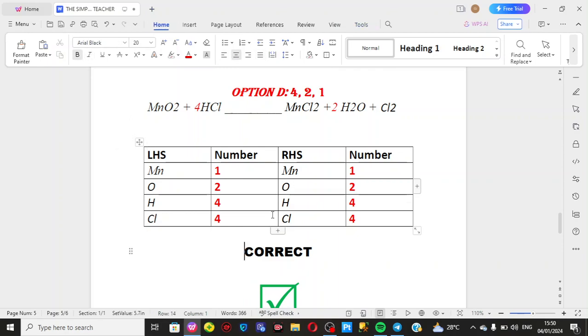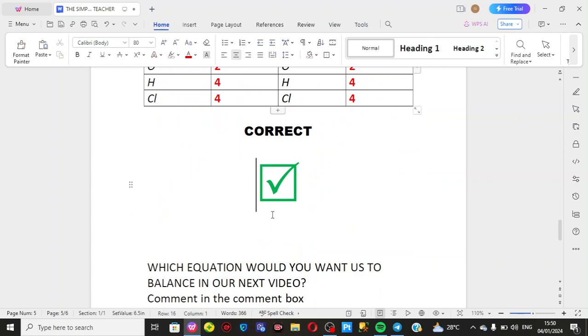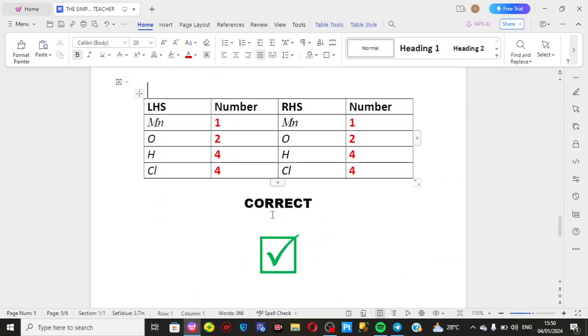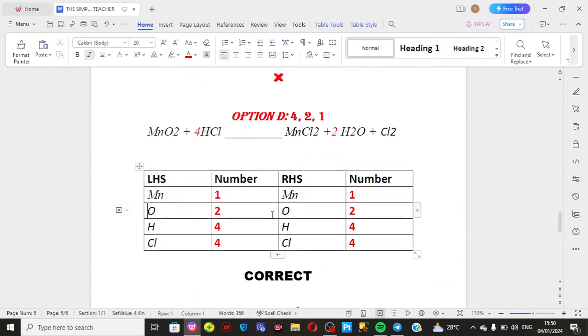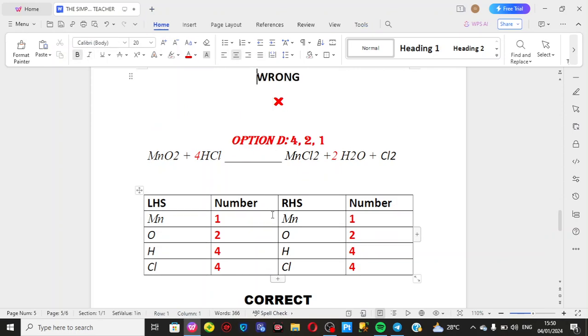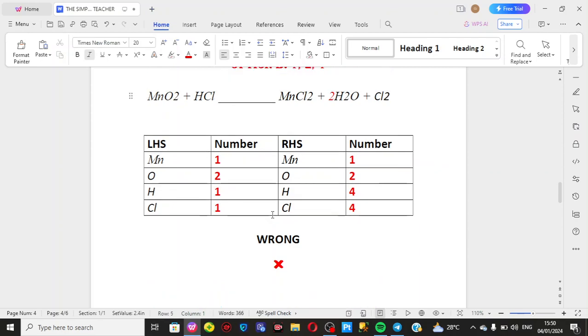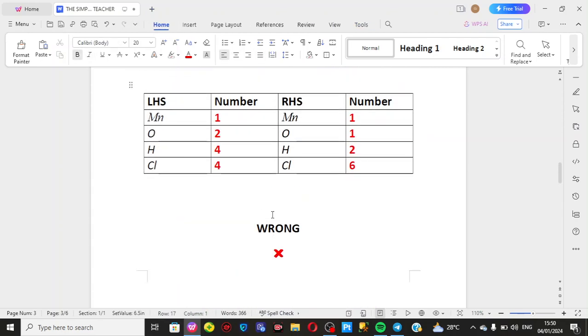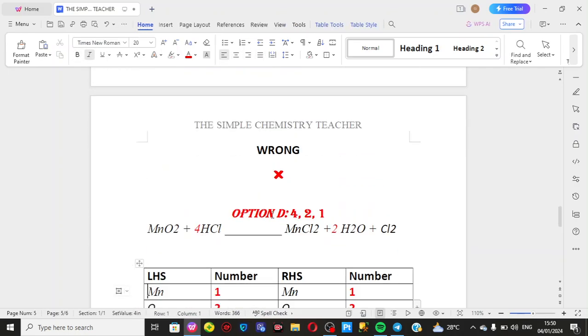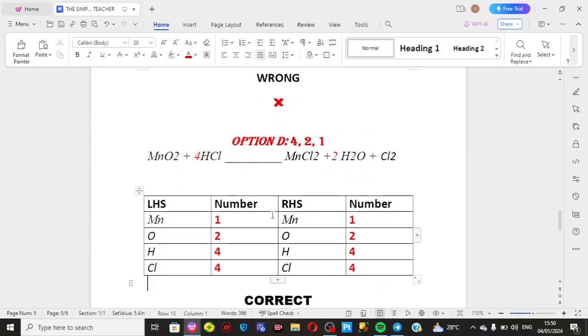So this one is the most appropriate one. It is the correct one. Others are not correct, as you can see that they have one issue or the other. There must be a place where maybe one will be balanced and the other will not be balanced. But here for this option, 4, 4, 2, 1 is correct.